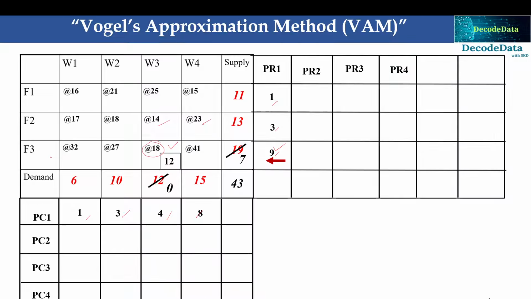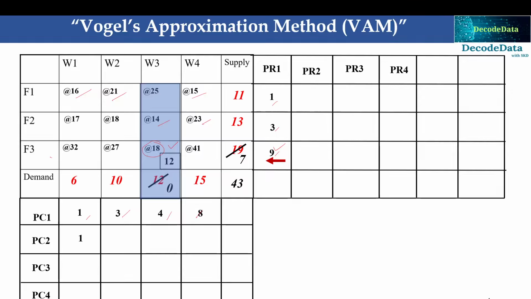Now we have to again start with the new penalty calculation. Because this particular warehouse is over, we will remove this one, right? Now go for the second stage of the penalty calculation. For this row, we now have 16, 21 and 15. Again 16 and 15.